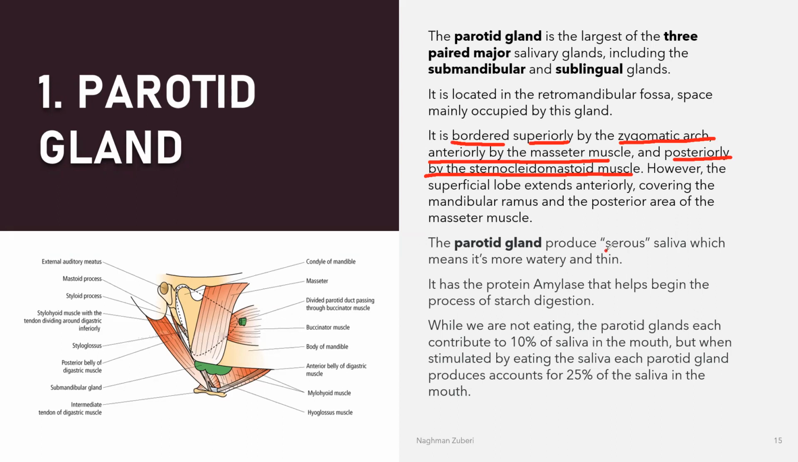Parotid gland produces serous saliva, which means it will be more watery and thin. It has the protein amylase that helps begin the process of starch digestion. Amylase is responsible for starch digestion. While we are not eating, each of the two parotid glands contributes 10% of the saliva in the mouth, but when stimulated by eating, each parotid gland accounts for 25% of the saliva present in our oral cavity.